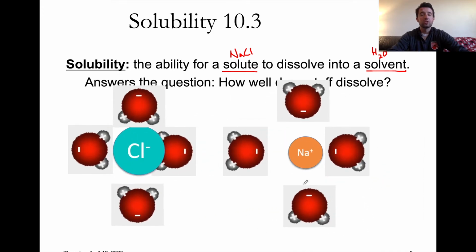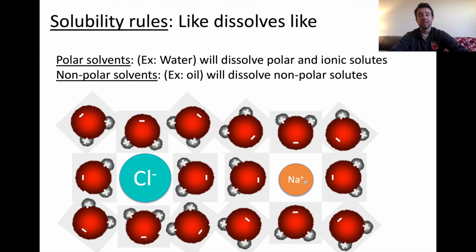Okay, let's talk solubility rules now. The rule is like dissolves like. So what this looks like is 2 different things. We could have polar solvents or we could have non-polar solvents. If we've got a polar solvent, like water, it's going to dissolve polar solutes. Like polar dissolves like polar. Fun fact, we also see that polar solvents dissolve ionic solutes, like salt or other ionic compounds.